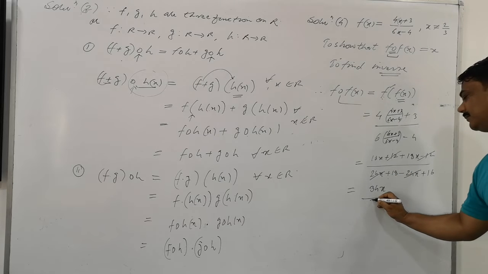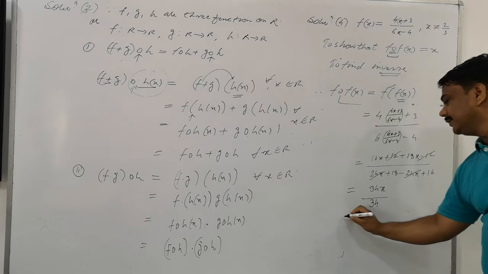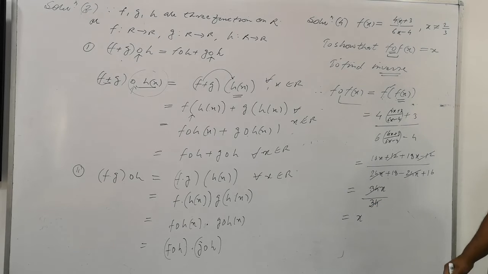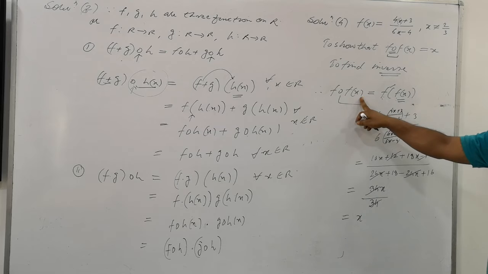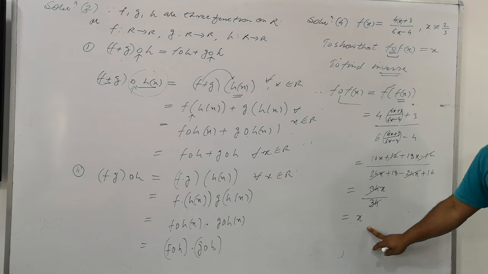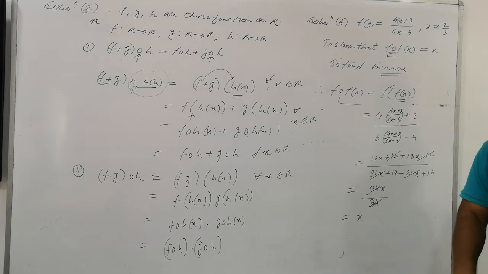18 plus 16 is also 34, so this is to be cancelled here. 34x over 34, what's coming here? x is coming here. It means we have employed the function f, and after employing the composition, x itself is coming here. Is that clear? Very simple. So we need to explain the concept of the inverse.